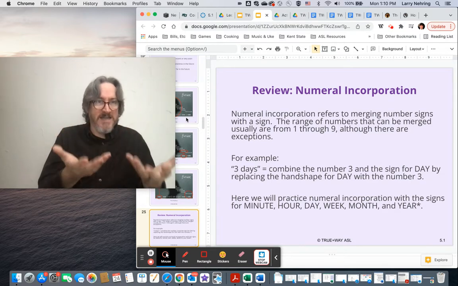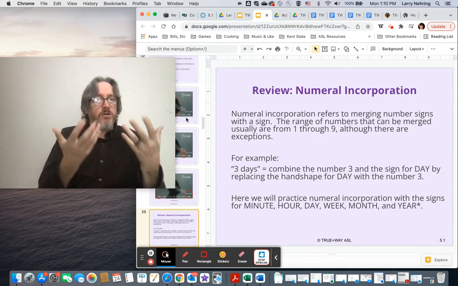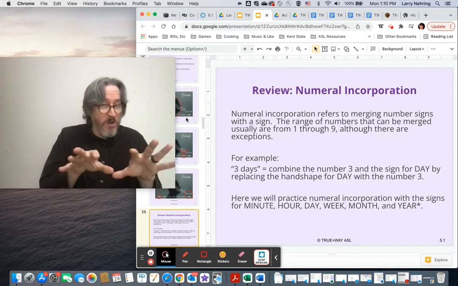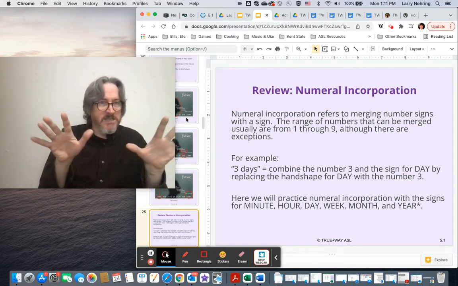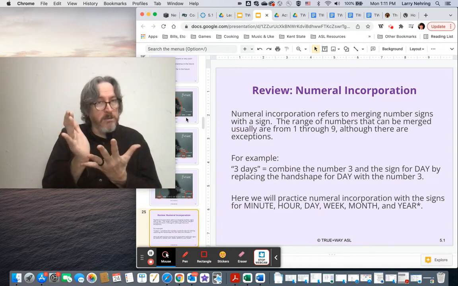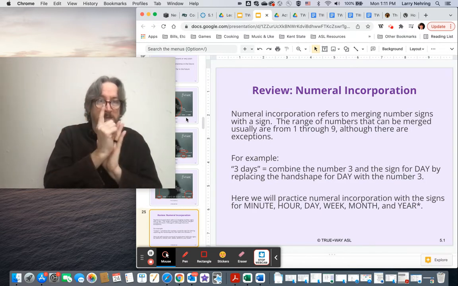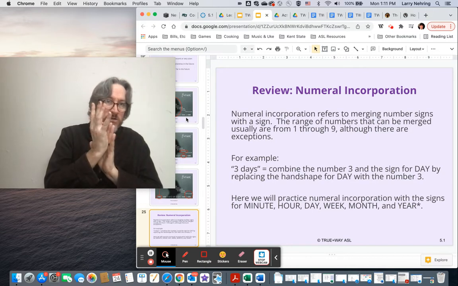Yesterday, tomorrow, a day in the future, 2 days in the future, or in the past, we'll use 1 and 2. So for right now, I just want to look at practicing with 1 through 9 in minute. So 1 minute, 2 minutes, 3 minutes, 4 minutes.